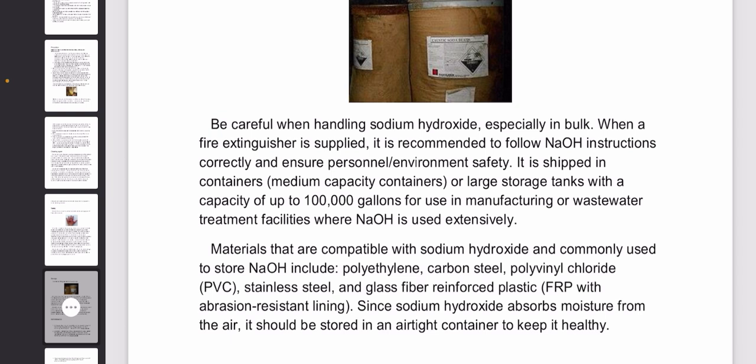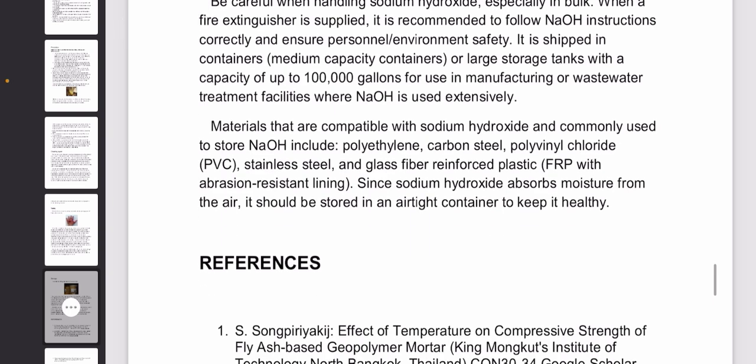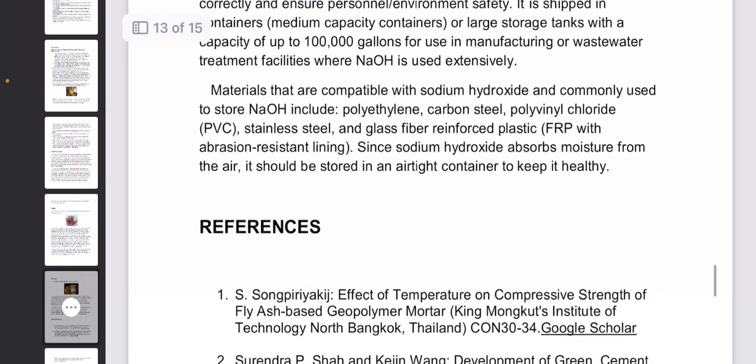Materials that are compatible with sodium hydroxide and commonly used to store NaOH include polyethylene, carbon steel, stainless steel, glass, and fiber reinforced plastic. Since sodium hydroxide absorbs moisture from the air, it should be stored in an airtight container to keep it dry.